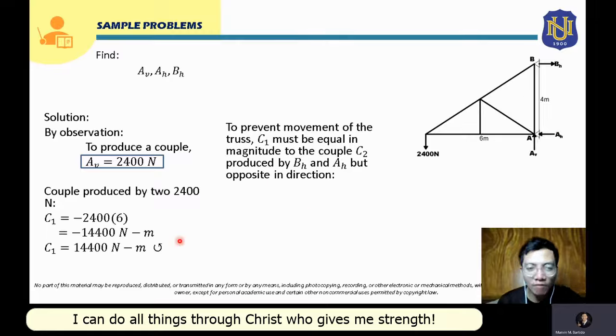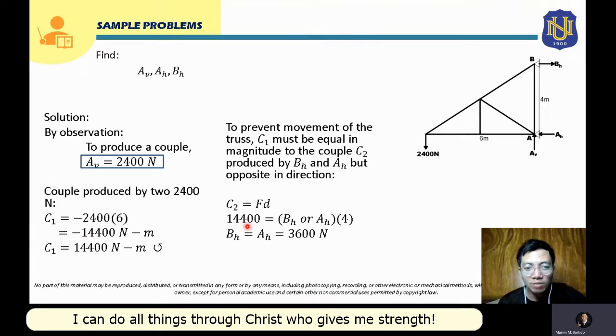From the first couple that we have, we are going to use the magnitude, which is 14,400, and we can equate that to our second couple. So 14,400 is equal to F, which will be either BH or AH since they are equal in magnitude, times their perpendicular distance D, which is 4 meters. Therefore, we can solve for BH. That will just be 14,400 divided by 4, which is 3,600 Newton. So your BH and AH will be 3,600 Newton.